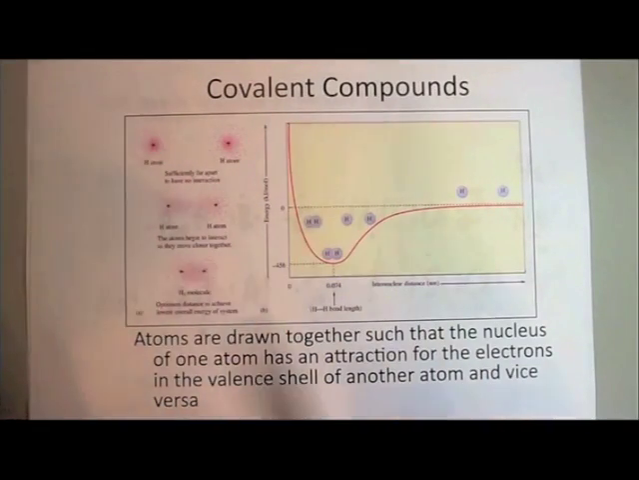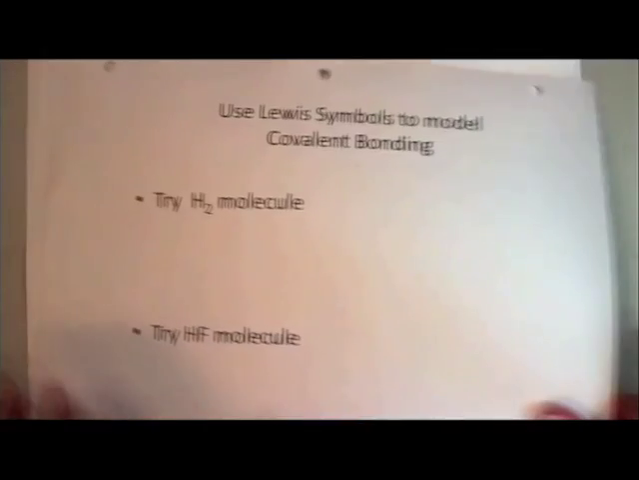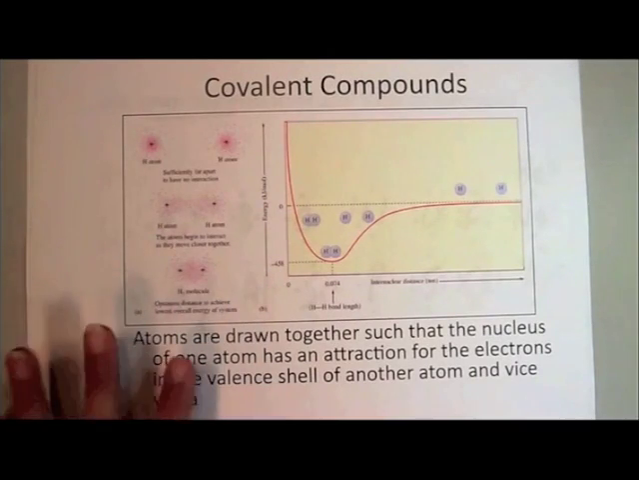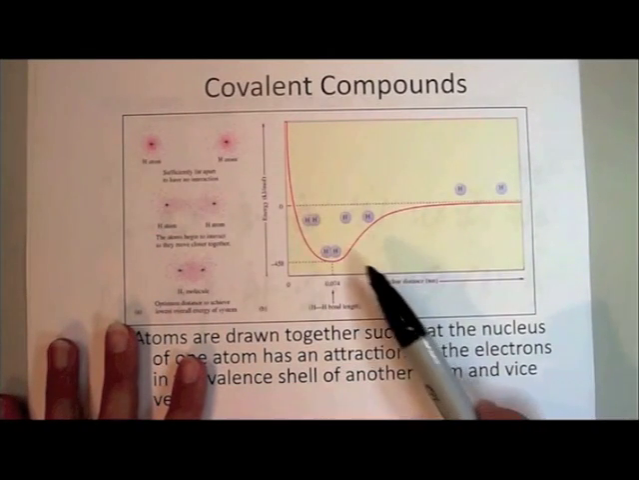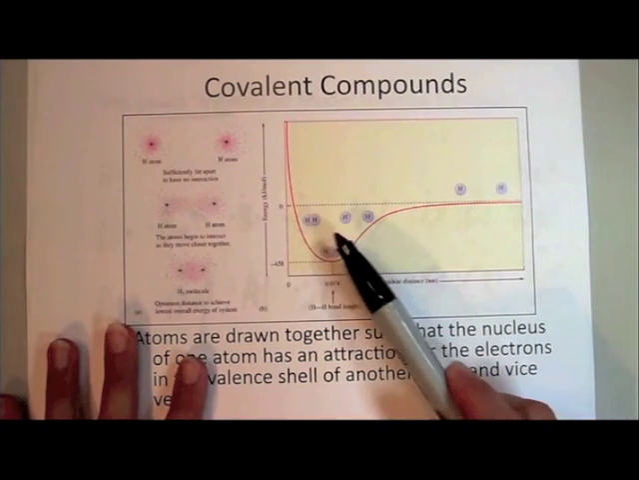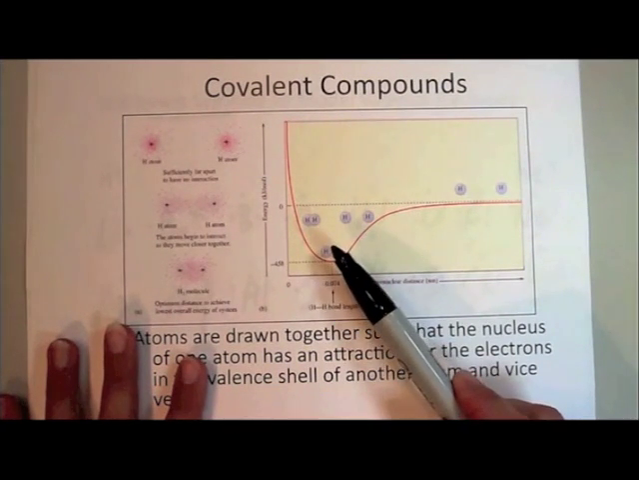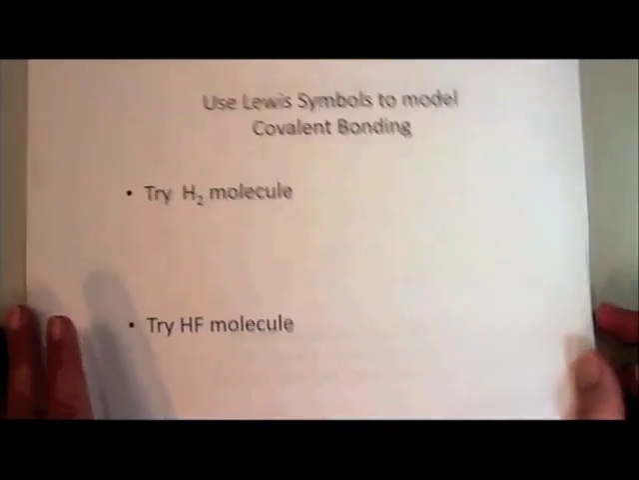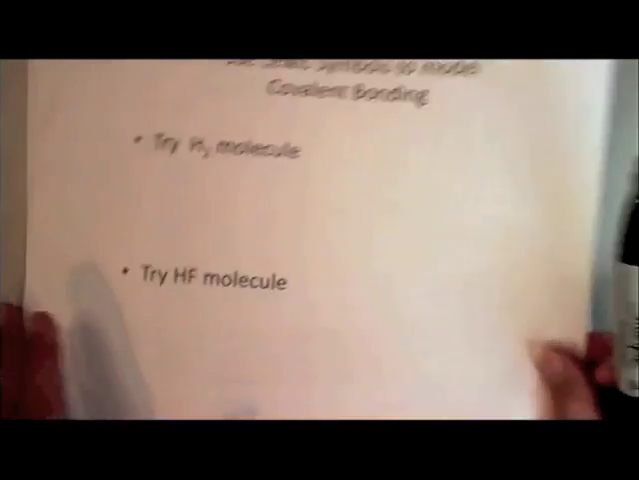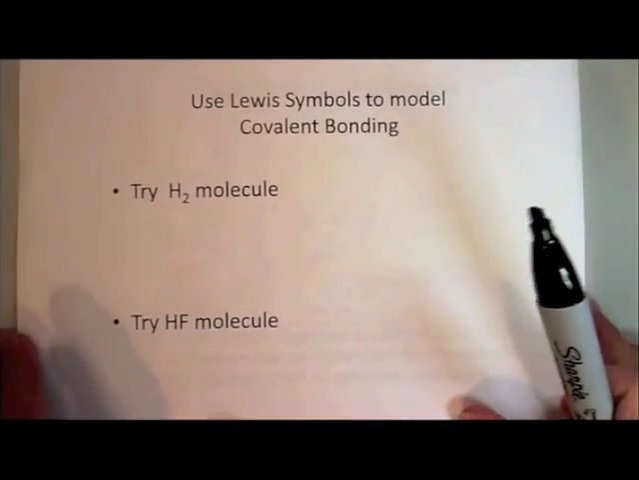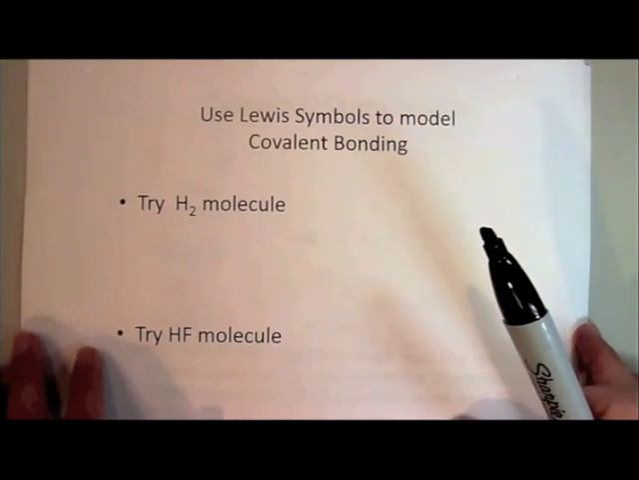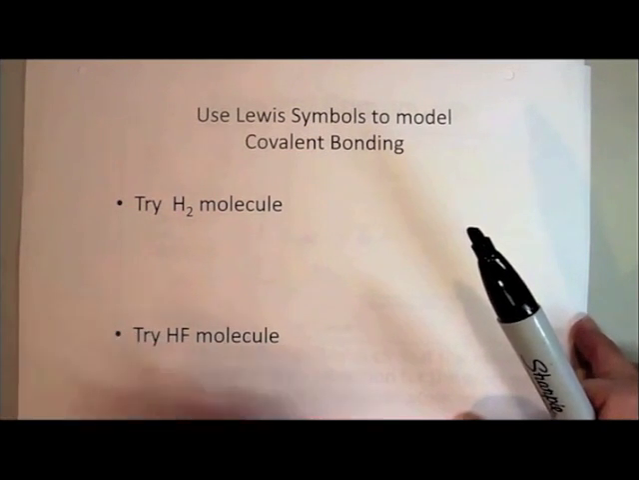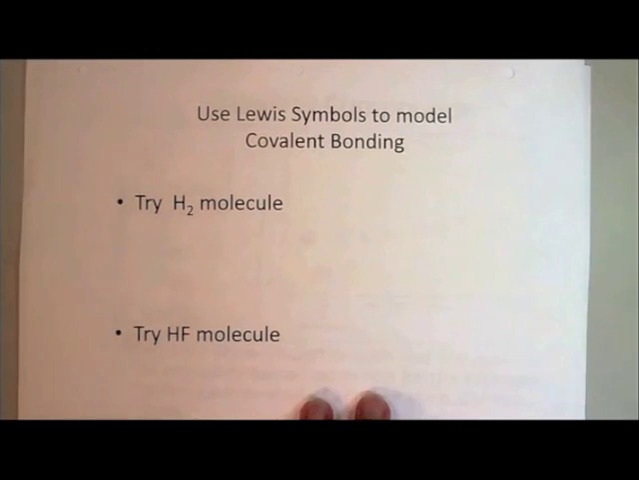So let's try to model this using the Lewis symbols. Okay, let's try the H2 molecule using the Lewis symbol. We have this kind of complicated picture showing us why it happens: this is the lowest energy configuration for this collection of protons and electrons. That's sort of complicated, but there are easier ways, using Lewis symbols to make what we call Lewis structures, to predict the type and number of covalent bonds that exist in these molecules, covalent compounds.